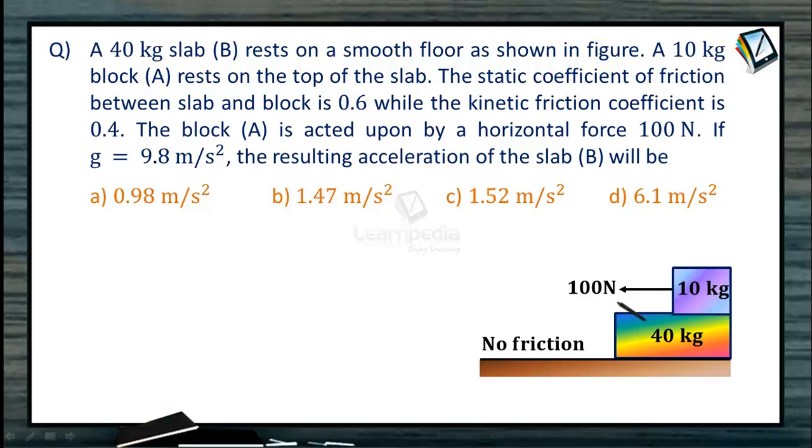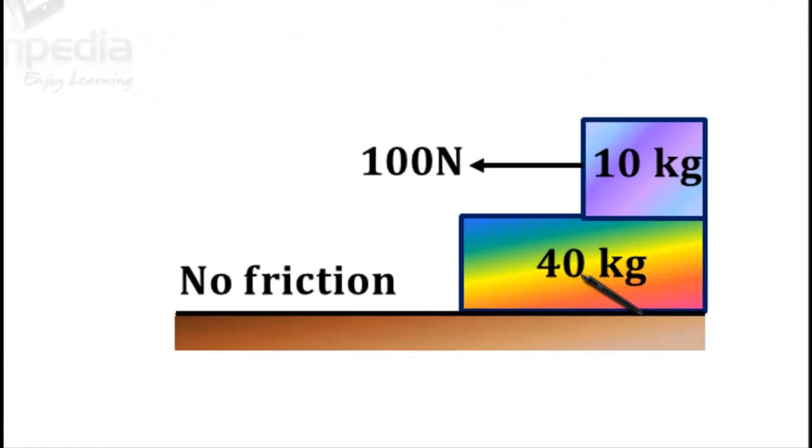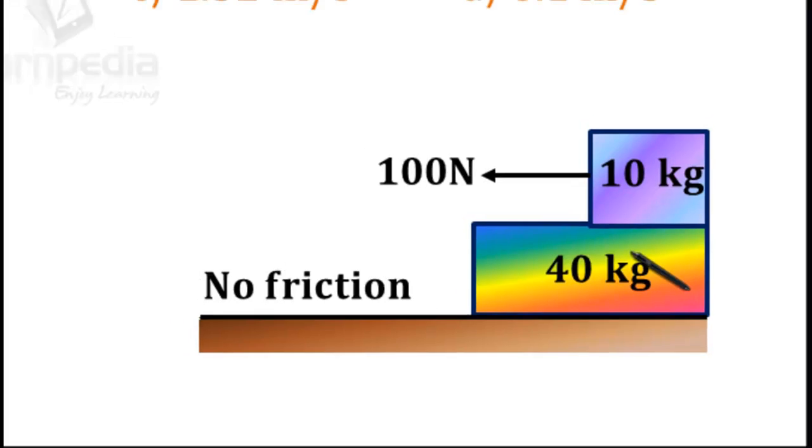The resultant acceleration of the slab B will be, slab B means 40 kg slab, correct? So, first thing you should do in such type of problem is, let us calculate the static friction force between the two bodies. If the applied force is greater than static friction force, these two bodies should move separately. So, limiting friction force between 10 and 40 kg will be equal to.